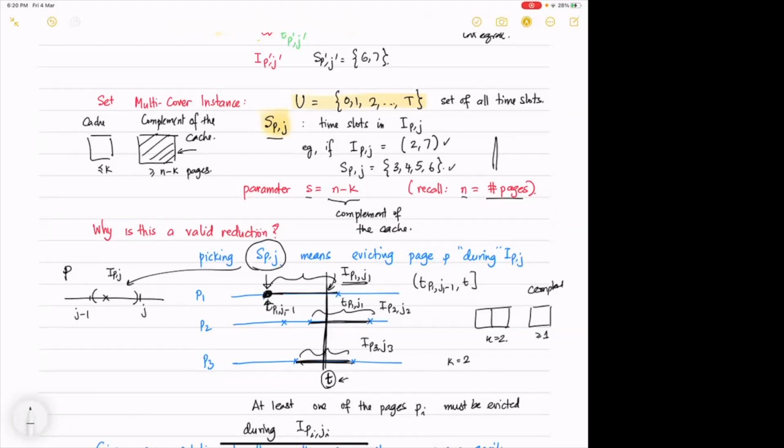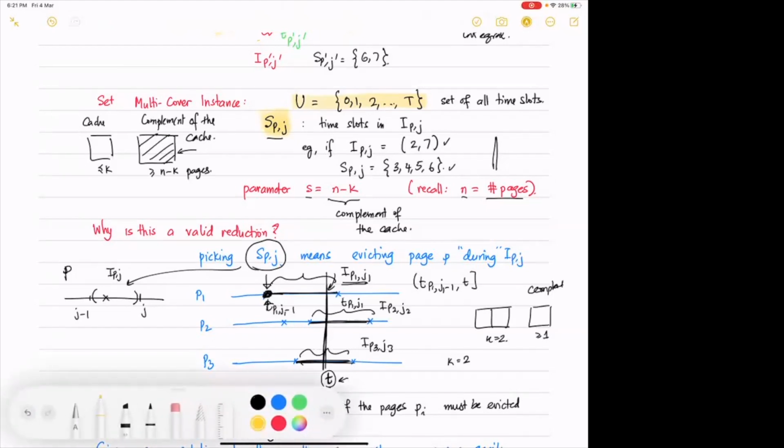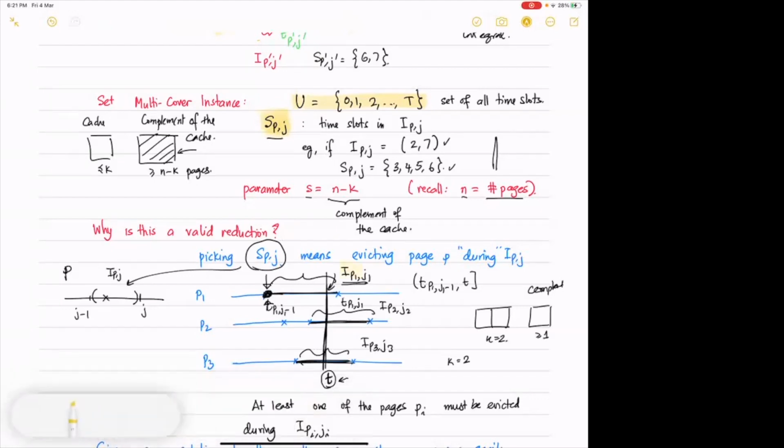Fine. So is it clear? If you give me a solution for the set multi-cover problem, that is, it tells me which sets to pick, I can tell you exactly which pages to evict at which time. Why? Because if you pick this set S_{p1,j1}, then as soon as this interval I_{p1,j1} starts, I will evict this page p1. You have paid 1 unit for picking this set, and that's exactly the number of evictions I will have. So the number of evictions will be equal to the number of sets that I pick. And if you have n minus k pages outside the cache, it means you're only holding k pages in your cache, so that's fine.